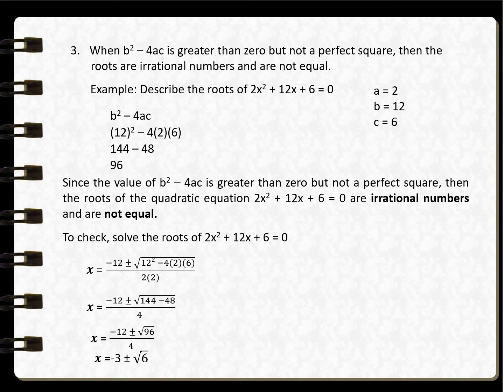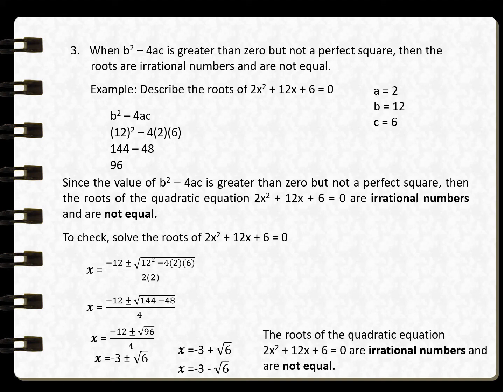Ang square root of 6, pwede natin siyang isulat na x is equals to negative 3 plus the square root of 6 and x is equals to negative 3 minus the square root of 6. So, they are irrational numbers dahil merong square root or radical sign and not equal dahil magkaiba ang ating sagot. Positive square root of 6 and negative square root of 6. The roots of quadratic equation 2x squared plus 12x plus 6 equals 0 are irrational numbers and are not equal.